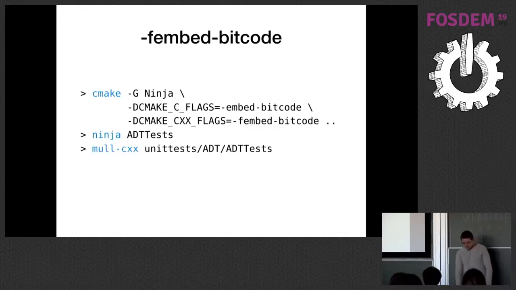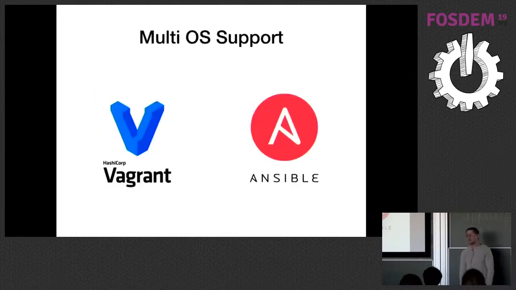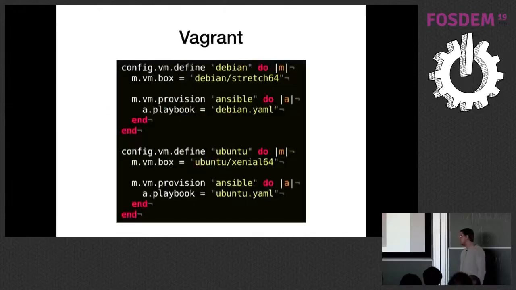I think the last point is multi-OS support. We are not that many people working on this project, and it's really tough to maintain these things. So I can just recommend two words, Vagrant and Ansible, as the way to go. What Vagrant does is it's a system that helps you manage virtual machines.